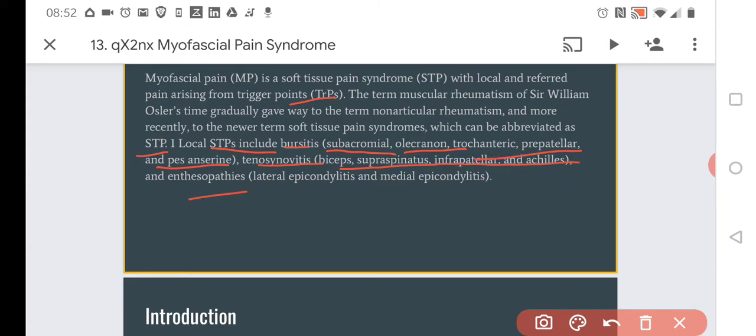Yes, so one more time. Bursitis, so inflammation of the bursas. Tenosynovitis, so of the tendons and the synovium. And enthesopathies, so enthesopathies are the pain on the insertion of the tendons on the bones.